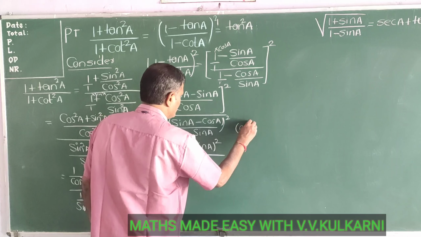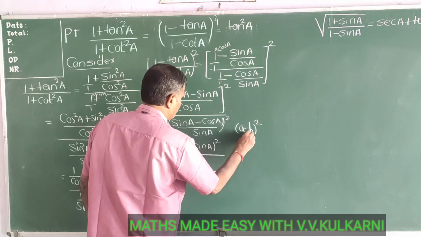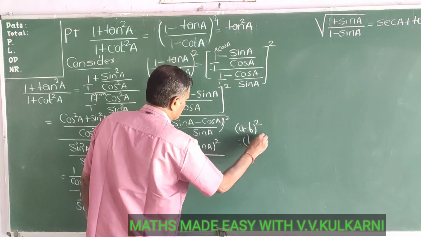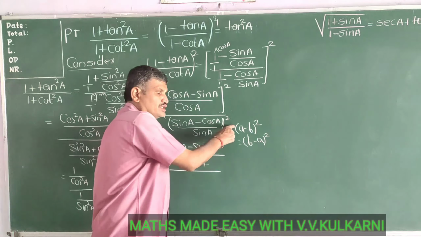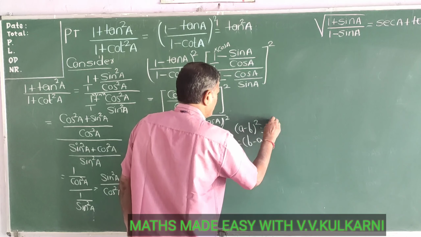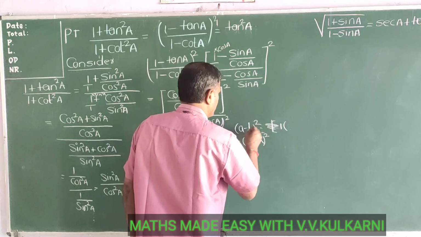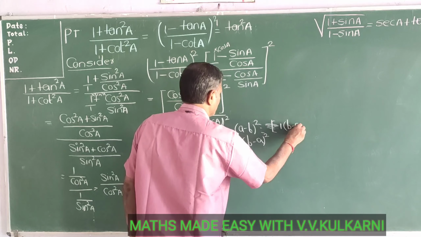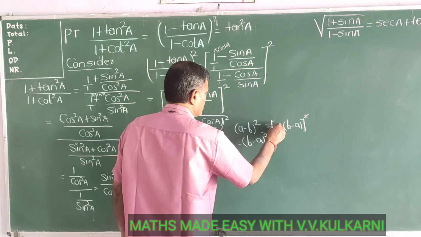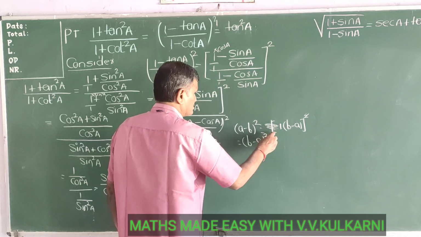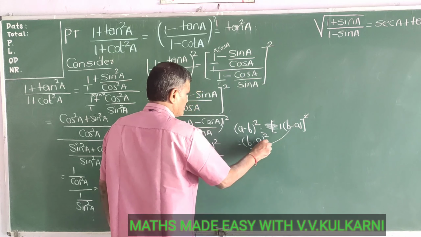See, a minus b whole square or b minus a whole square, both are the same, because if you take minus common here, it is just like this: a minus b whole square. I can take minus 1 common, and it becomes b minus a whole square. And if I square it, minus square will become plus. So this is equal to b minus a whole square.